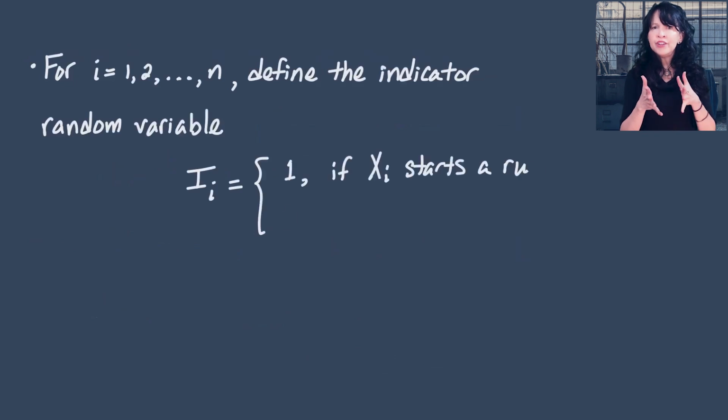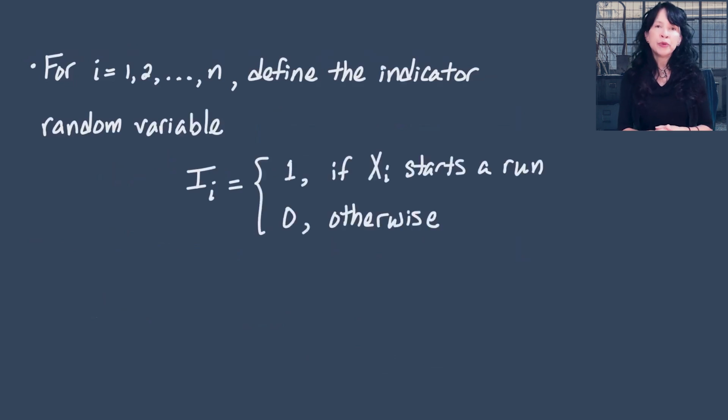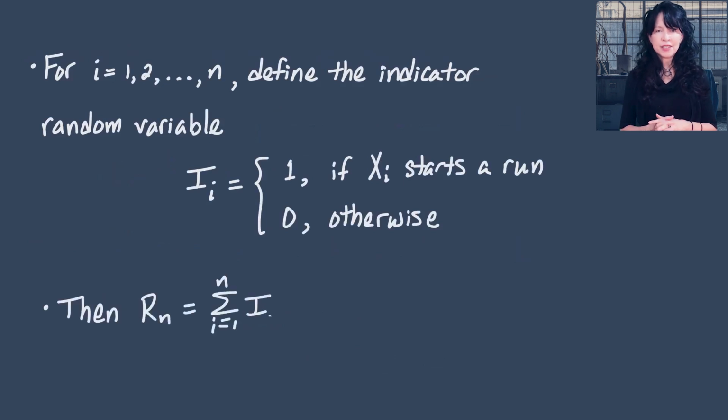For i equals 1, 2, up through n, I want you to consider the indicator random variable, capital I sub i, that takes on the value 1 if capital X sub i is starting a run, up or down, it doesn't matter, and 0 otherwise. Now, the total number of runs in the sample of size n is going to be the sum of these indicators as i goes from 1 to n, because you're going to get a 1 every time you start a run and a 0 when you're not starting a run, maybe in the middle of a run. And so if you add up these 1s and 0s, that counts the total number of runs.